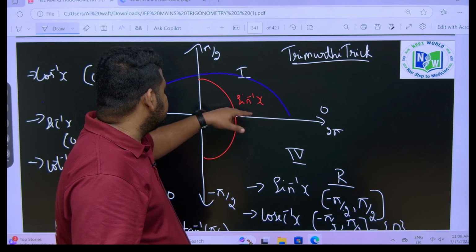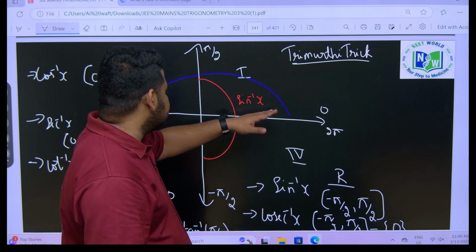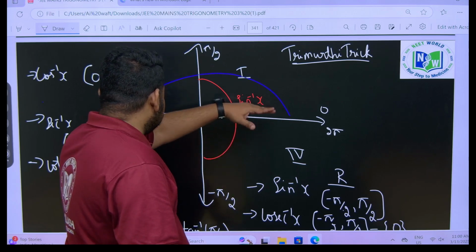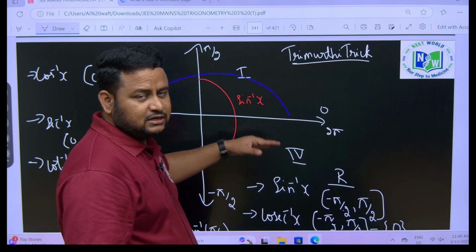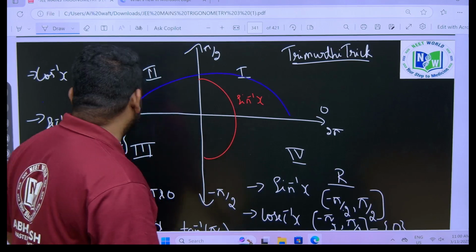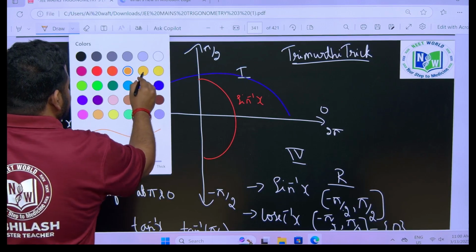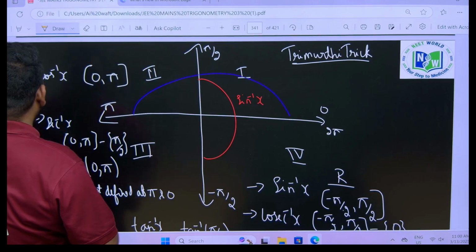And when we talk about cos inverse of x, secant inverse of x and cot inverse of x, it is flipping like this, 0 to pi. This one is flipping horizontally, and this one is flipping vertically. This you have to remember. Got it, friends? Now let us look at some basic questions.